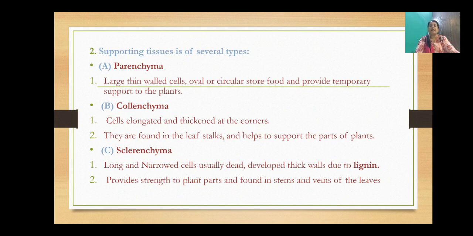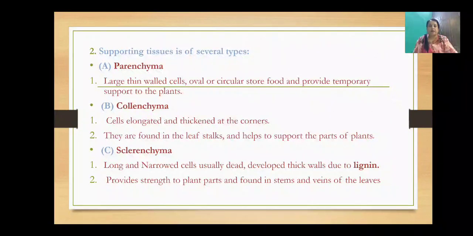Next is the supporting tissue. See, supporting tissue is of several types, okay. First is the parenchyma. Let me tell you in brief that parenchyma cells, which make up the supporting tissues, are large thin-walled cells, oval or circular. They store food and provide temporary support to the plants.